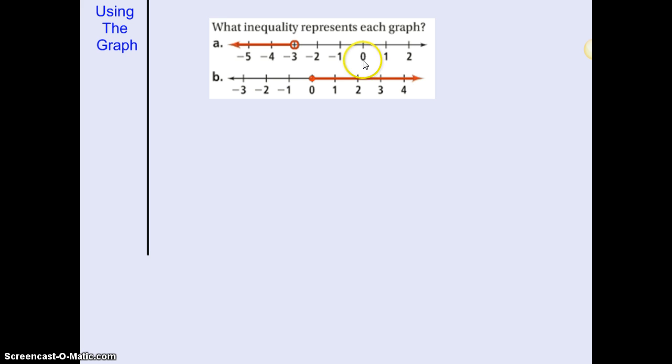All right, now what inequality represents each graph? I'm going to pause for a second. You pause and make 2 inequalities. Do you agree? I said X, you can use any letter. X is less than, and I did -3 because that's what was circled. This one I did X is greater than or equal to. Why did I do that? Yep, because it's filled in. Greater than or equal to 0.